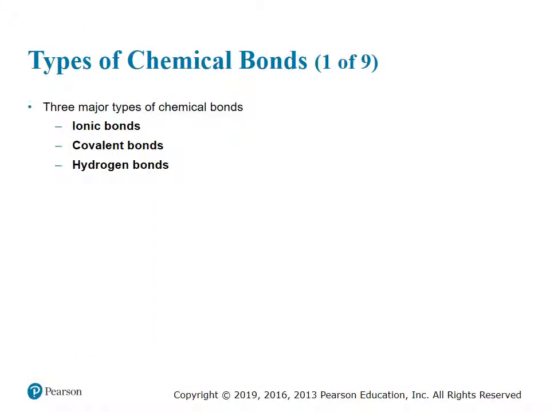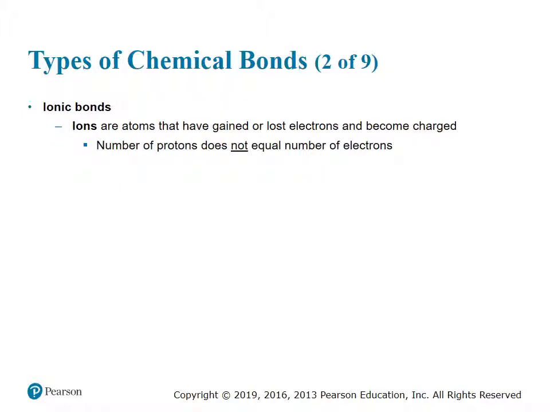Continue on with the types of bonds, right? So what we're going to talk about here is the ionic bonds, or ionic bonding. Ionic bonds, and the reason why we call it ionic bonds is because the first word is ions, right? So we've got to define what an ion is. That's why we're defining it right now, because if you understand what an ion is, then you understand what an ionic bond is. So what is an ion?